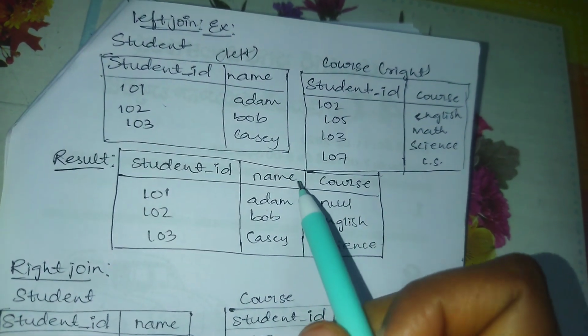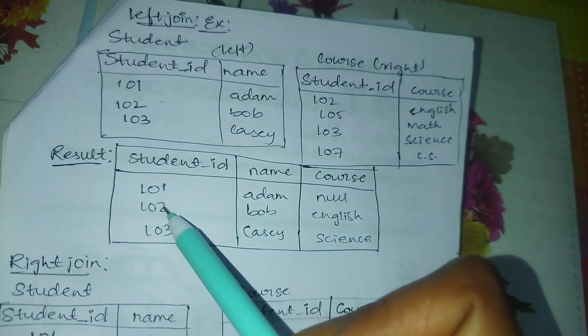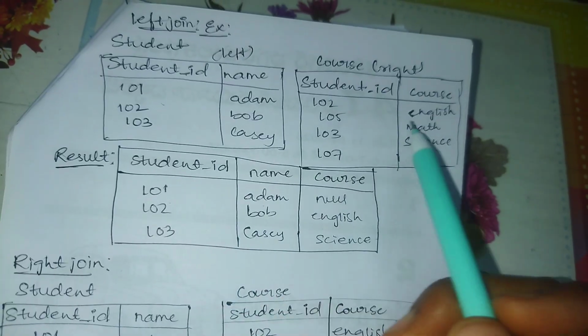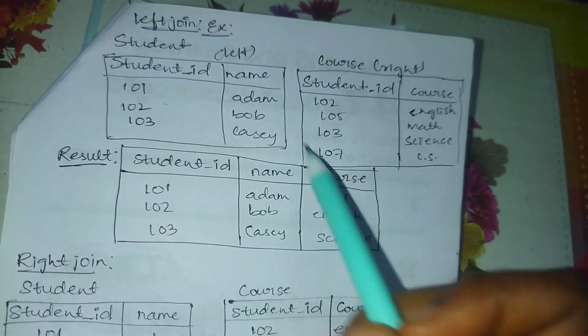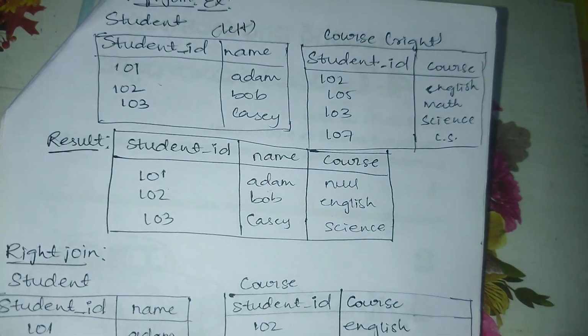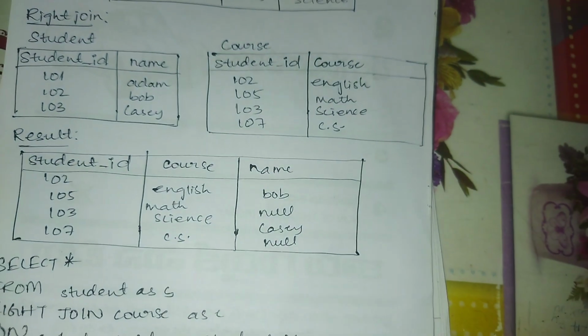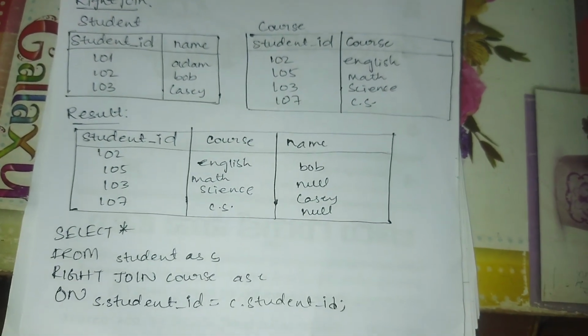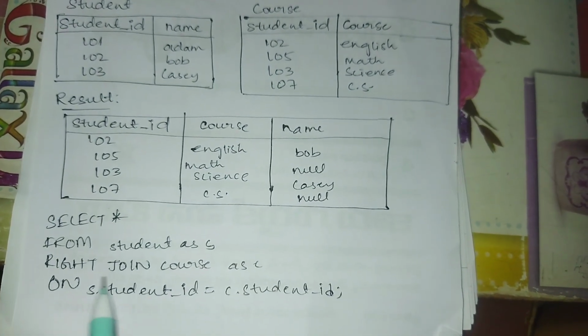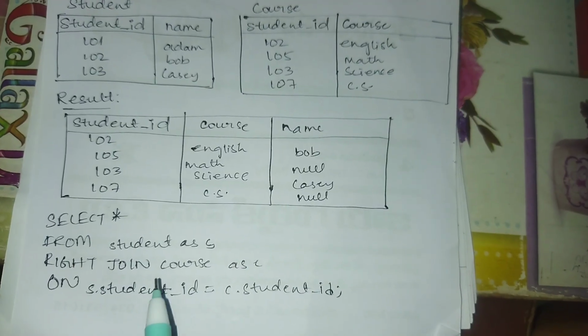In case of right join, the common element is represented in the same place. For right join, course is added first, then name is added next. This is the right join example. Here the right join is the command taken.